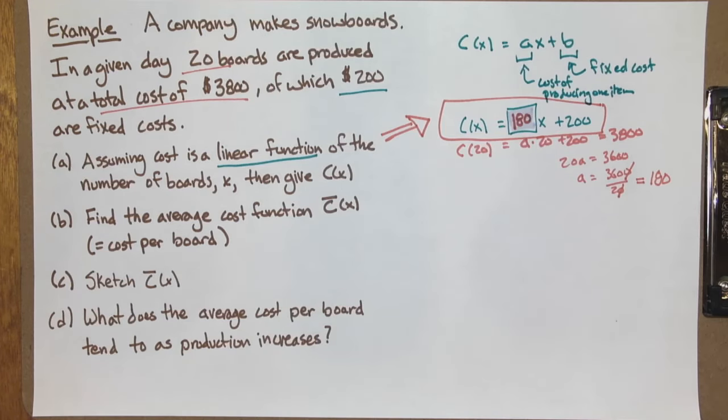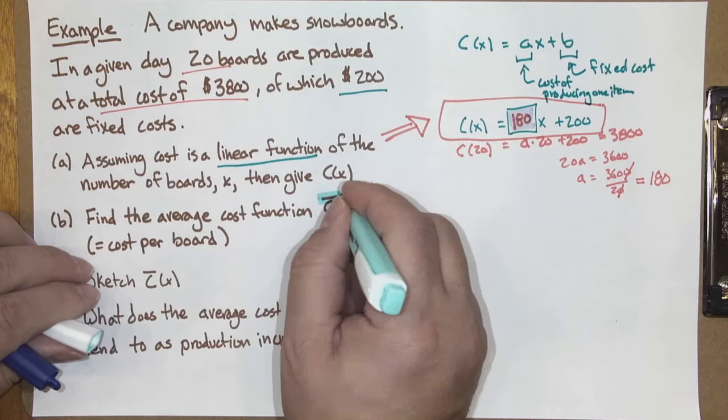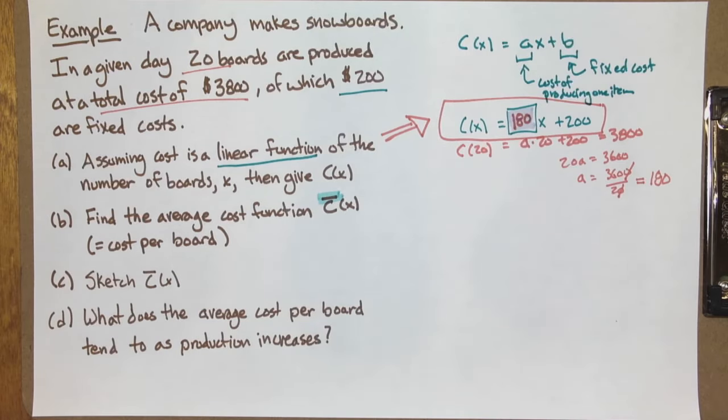So now, go to part B. Find the average cost function. Now, you might notice something that's written down. When they said the average cost function, they wrote this little bar on top. And this shows up frequently where when you see a bar on top, that's associated with an average of some sort. Okay, so average cost.